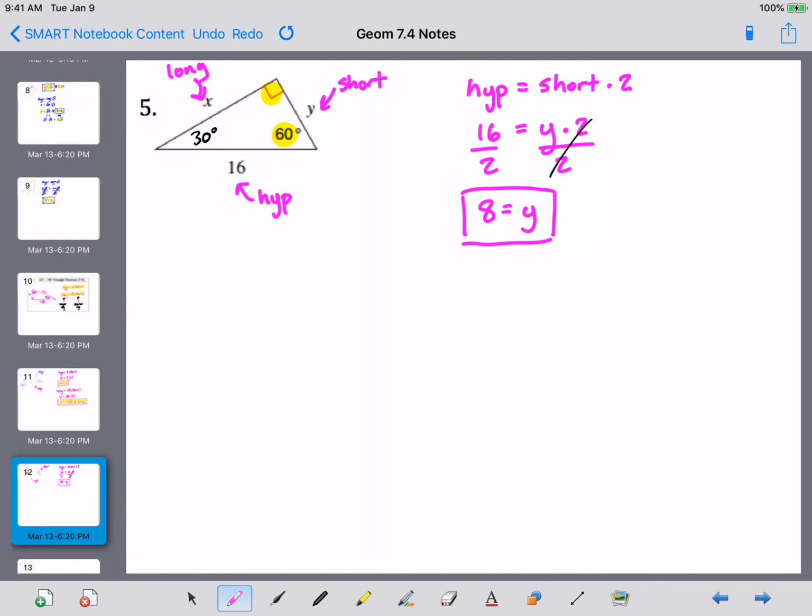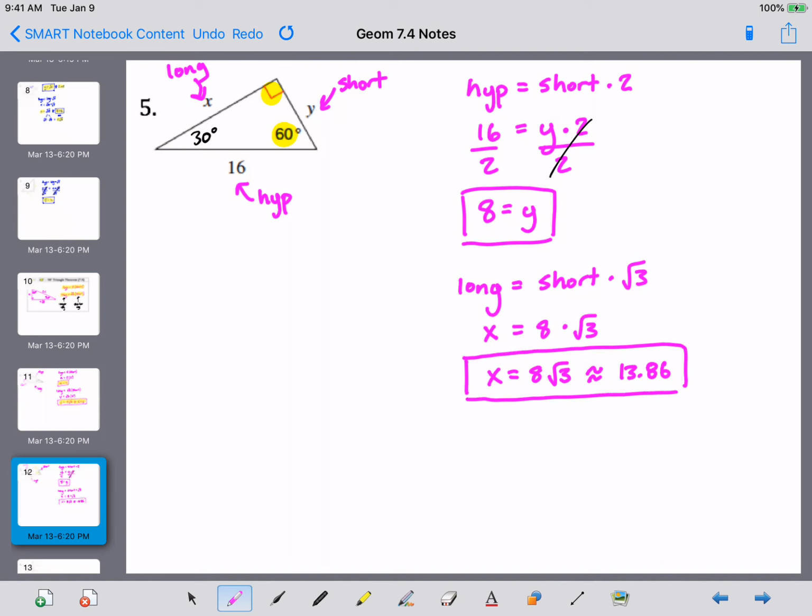Okay, so now that we know what the short leg is, we can use our second formula. Long is equal to the short times the square root of 3. Here they're calling the long x. The short we just calculated, that's y, but now we know that that is 8. So we're going to take 8 times the square root of 3. And you could leave your answer just like that. That would be your simplest radical form, 8 root 3. Or if you plug it into a calculator, that's approximately 13.86. So that would be the length of our long leg.